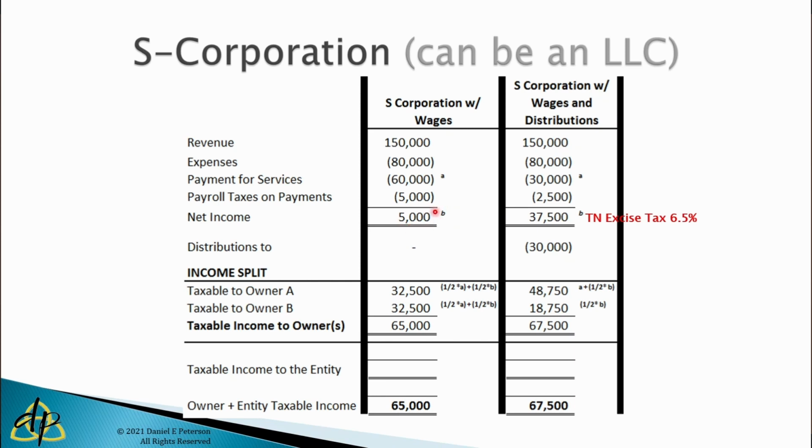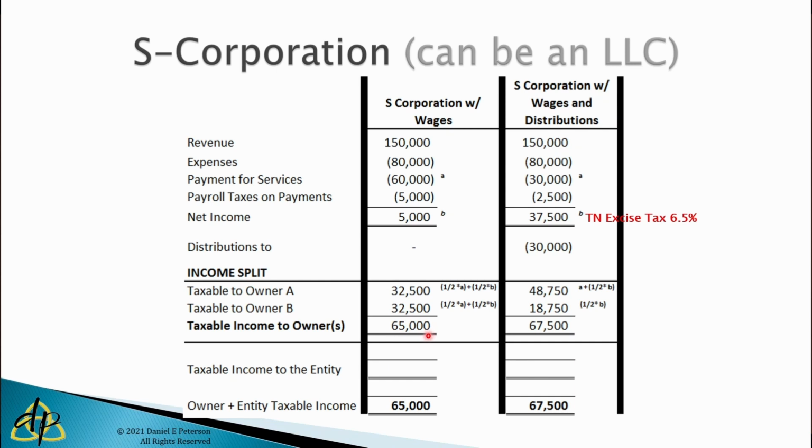So in the end, owner A and owner B will pick up their respective W-2 of $30,000 plus half of the net income of the business, $2,500, for a total of $32,500 for each of them on their federal income tax return as reportable W-2 wages or flow-through income. So the total income that they're going to be reporting is $65,000 combined, because the company paid the $5,000 of tax related to their wages.